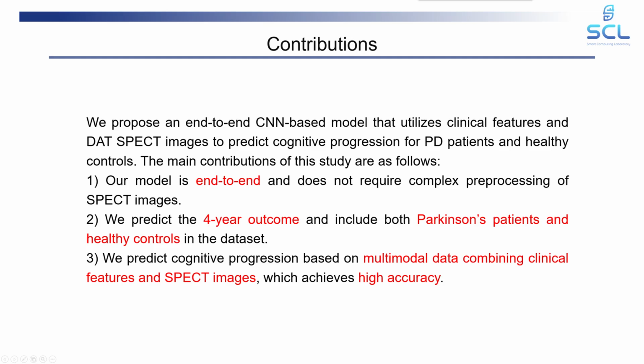The main contributions of this study are as follows. First, our model is end-to-end and does not require complex pre-processing of SPECT images. We predict the 4-year outcome and include both Parkinson's patients and healthy controls in the dataset. We predict cognitive progression based on multimodal data combining clinical features and SPECT images, which achieves high accuracy.